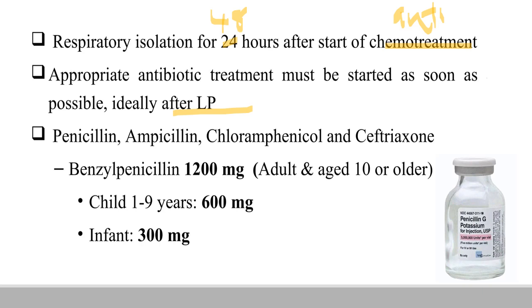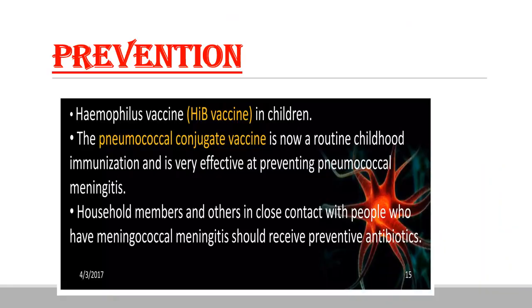If LP is delayed, we have to start antibiotic. Then penicillin, ampicillin, chloramphenicol, and ceftriaxone are the drugs of choice. Benzyl penicillin, 1,200 micrograms for adults and children above 10 years. Then for 1 to 9 years, 600 milligrams, and for infants 300 milligrams. This is penicillin.